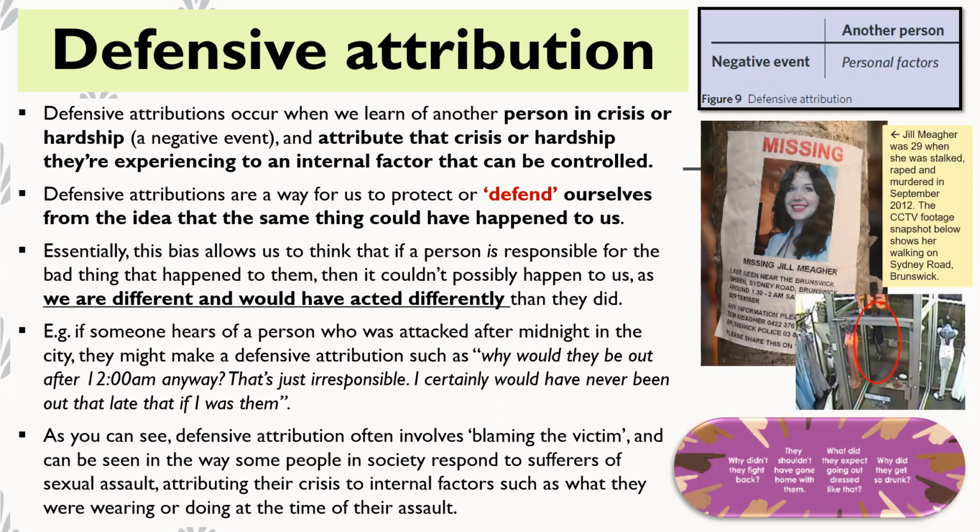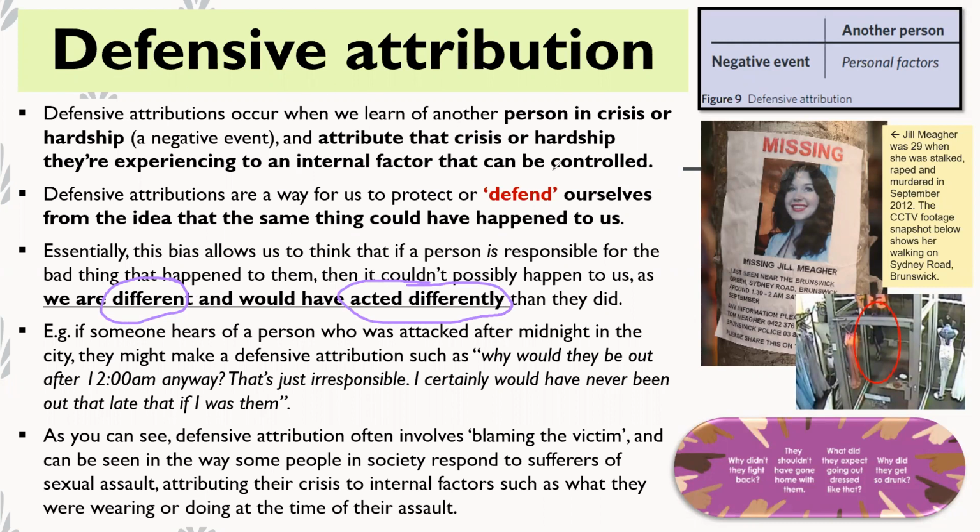But you try to distance yourself from the idea that it could have happened to you, because you focus on this idea that if I was in that situation, things would have been different because I'm a different person and I would have acted differently. But honestly, you might not have acted very differently. This is just a mechanism that your brain uses to protect you from this idea. That's what defensive attribution is.